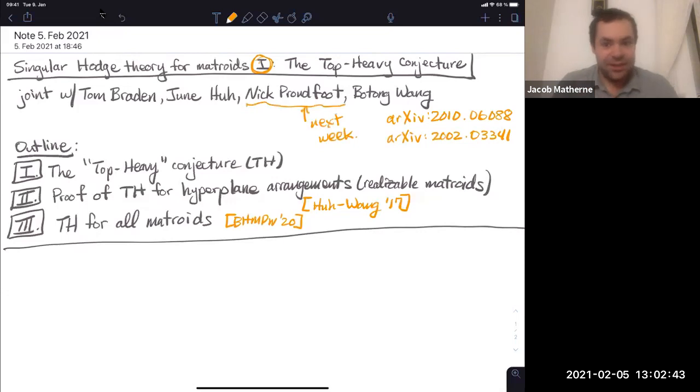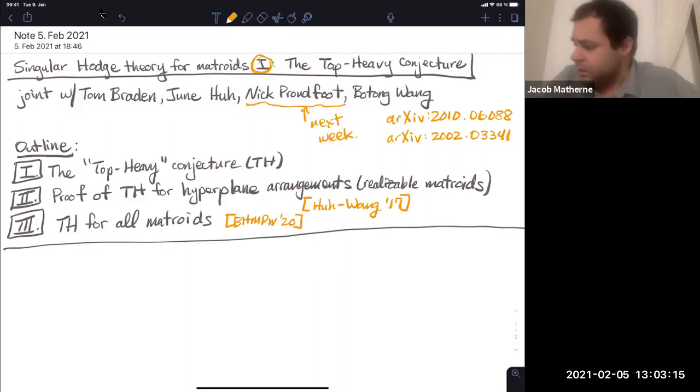So my application is a proof of a conjecture from the 70s. It's completely combinatorial, called the Top-Heavy Conjecture. And Nick Proudfoot will talk about something that might be more familiar to this audience, at least with respect to the classical Kazhdan-Lusztig theory. So he'll talk about Kazhdan-Lusztig polynomials for matroids, and his application will be that they have non-negative coefficients.